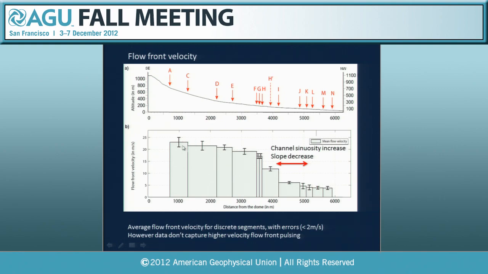And I just want to point out with these velocities, you get a big change in behavior somewhere between 3,000 and 4,000 meters from the dome. So you have a linear trend here, and things really drop off dramatically. I'll point out in this area, the channel sinuosity increases quite a bit, and the slope decreases.